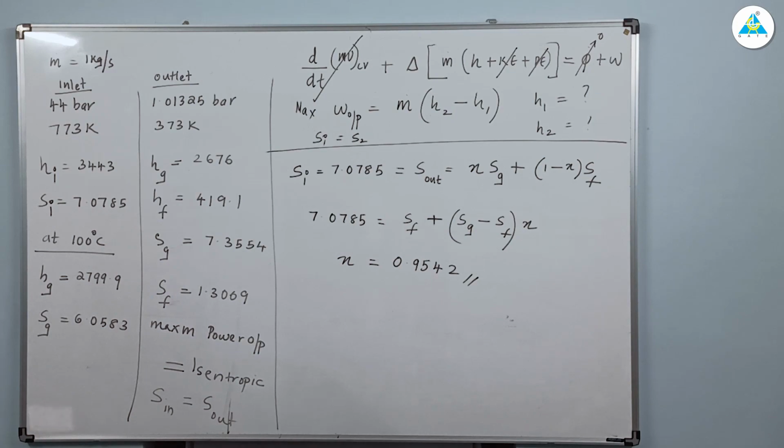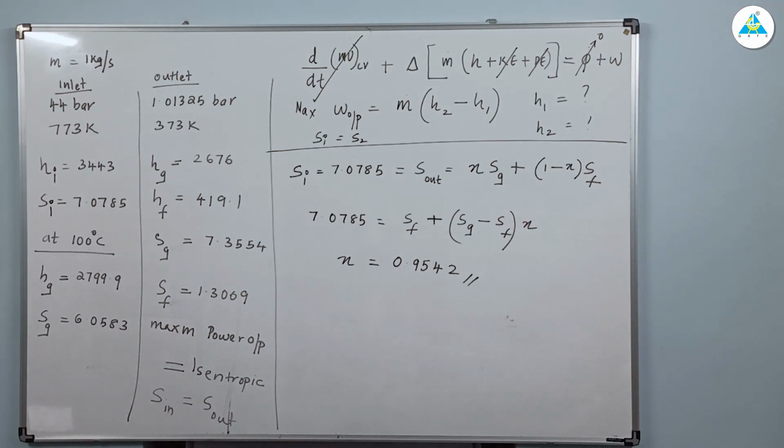Now you have the enthalpy at the inlet, but you don't know what is the enthalpy at the outlet, right? You don't know enthalpy at the outlet. So how will you calculate enthalpy at the outlet? So check the given value, right? What values are given? You can check the values given, then find it.